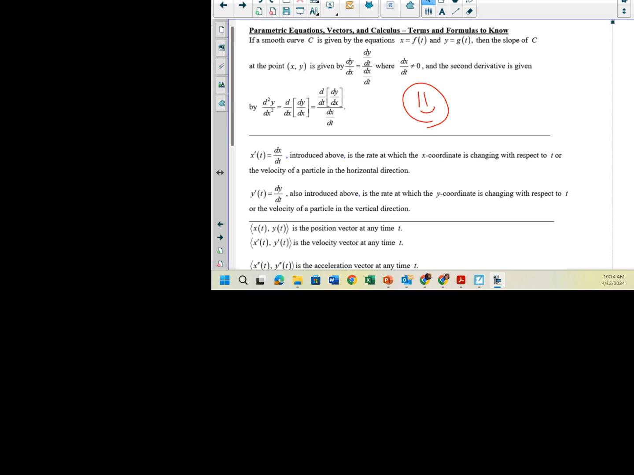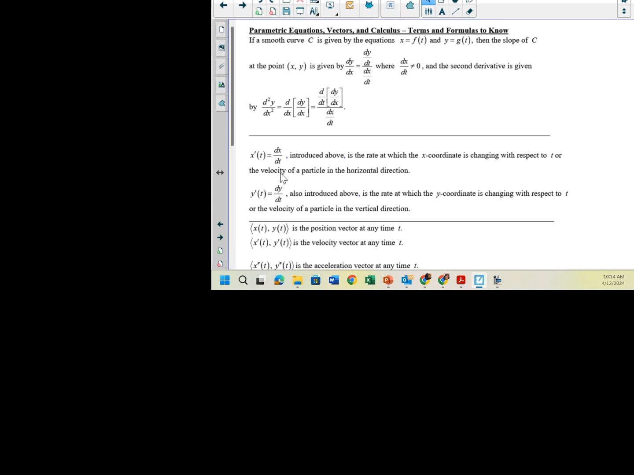Ladies and gentlemen, here we go. We're going back to parametrics and vectors. A couple of things are reminders. We started with parametrics and vectors, and now we're going back to them, and they are really simple.